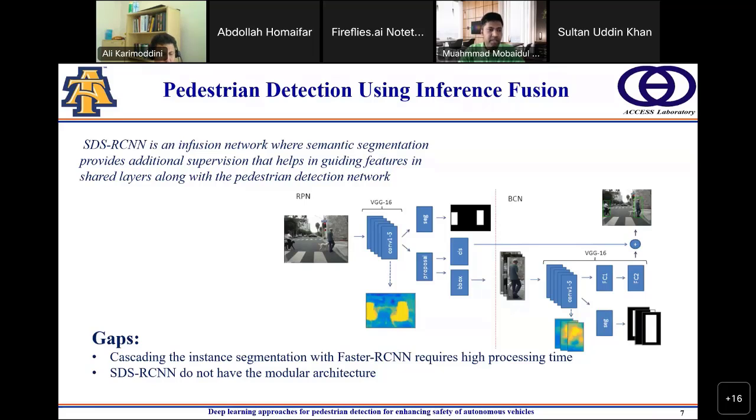The gaps of the SDS RCNN network are that when cascading the instance segmentation with Faster RCNN, it requires high processing time. And also, SDS RCNN does not have any modular architecture. Everything needs to be done in an end-to-end fashion. That is another drawback of this SDS RCNN network.